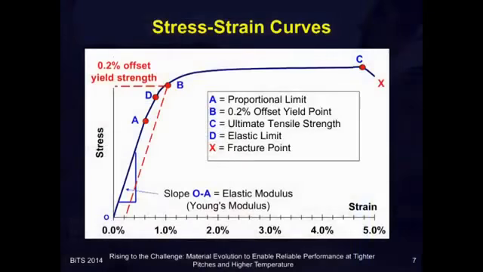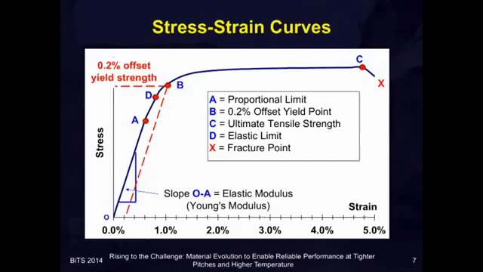Now, once you get this data, you plot this on what's called a stress-strain curve. The elastic modulus is the slope in the first section of the stress-strain curve where the stress and strain are nicely linearly proportional to each other.